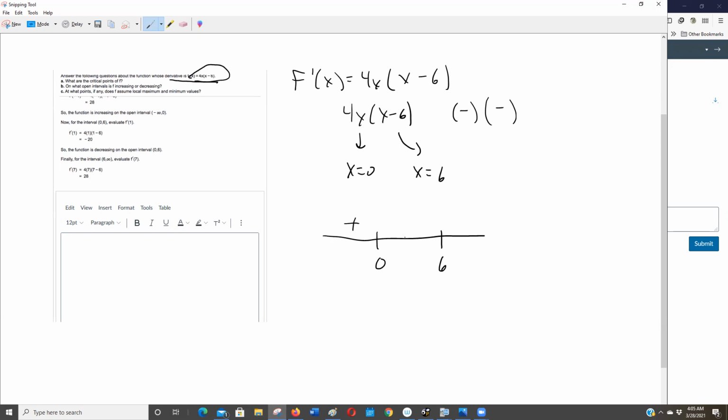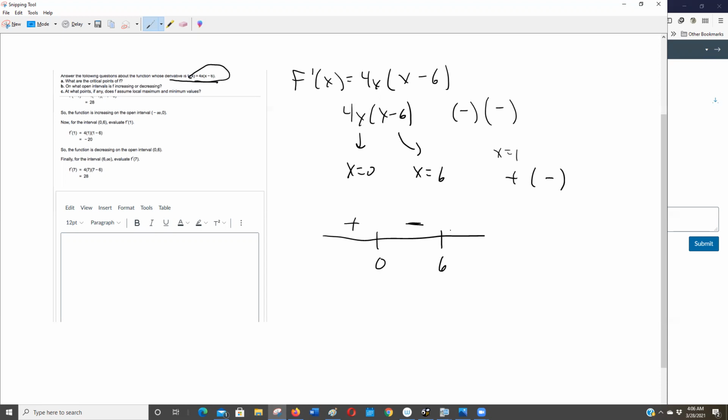Now I'm going to pick a number between 0 and 6. Did they have us do one? Yeah, 0 to 6. They said evaluate 1. So they said use 1. We could use anything. We could use 3. But if x equals 1, as they did, 4 times 1 is positive, and 1 minus 6 is negative. So that's going to give me negative. So that tells me the function is decreasing between 0 and 6.